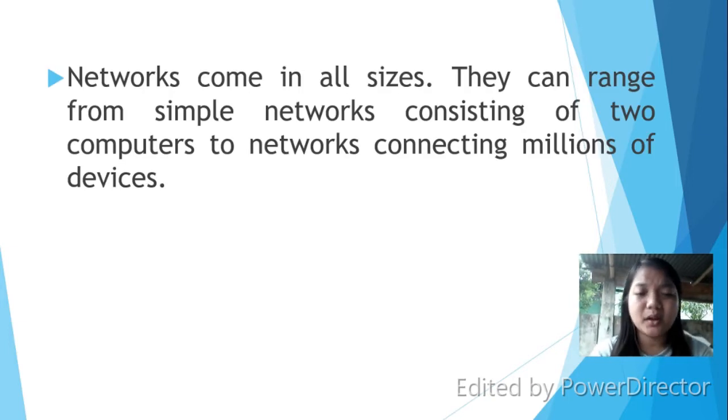Networks come in all sizes. They can range from simple networks consisting of two computers to networks connecting millions of devices. So there are many sizes. The first one is the small home network, which just connects a few computers. The next one is the small office or home office network, with more computers connected. Then small to large networks, which can connect more and are used in schools. Then the worldwide network, which can connect different countries.